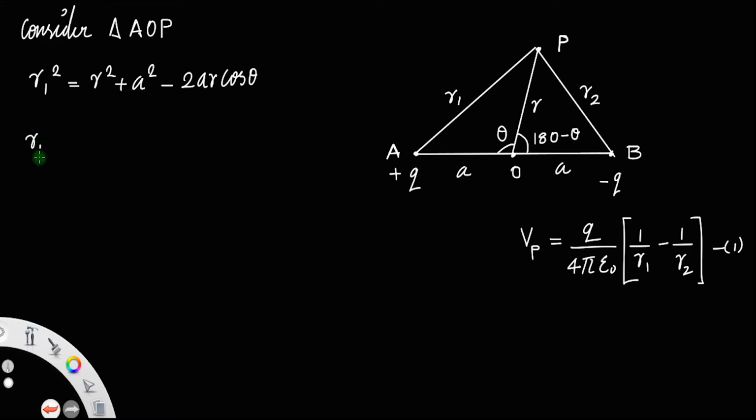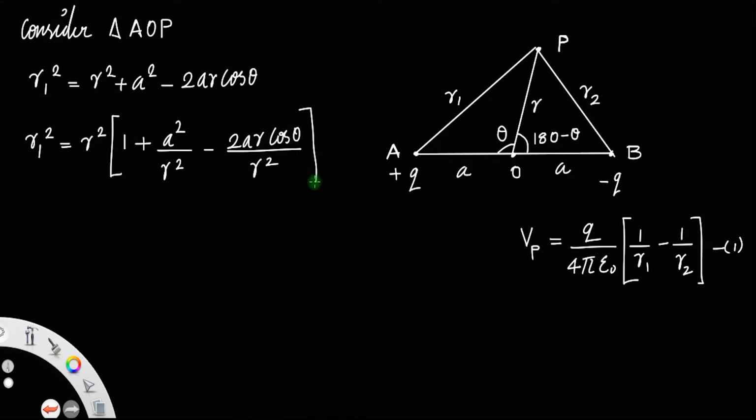Now r1 square is equal to, you can take this r square outside, r square into 1 plus a square by r square minus 2ar cos theta divided by r square. So that if you multiply r square with the whole terms, you will get the equation above.